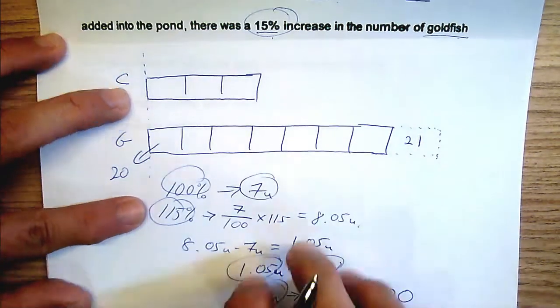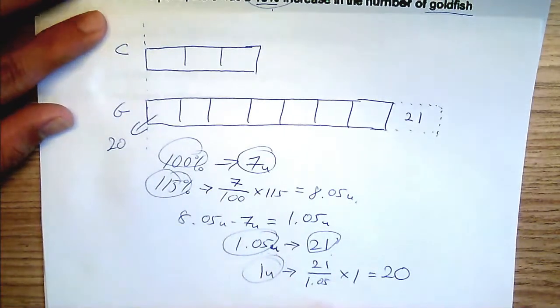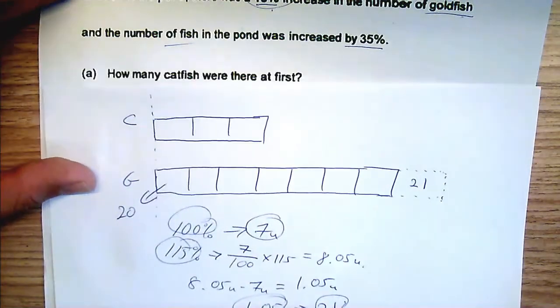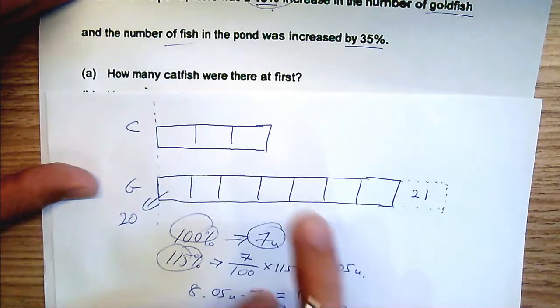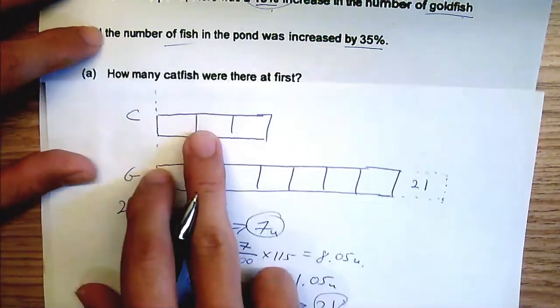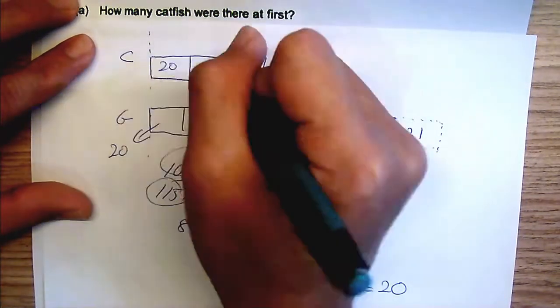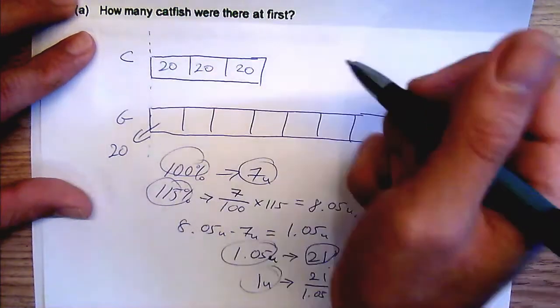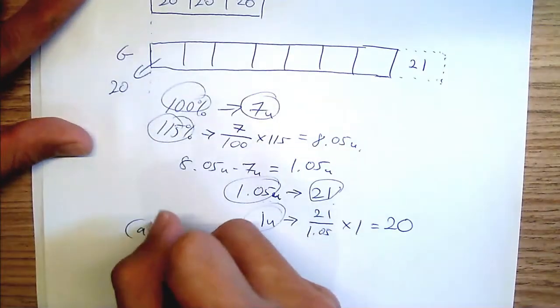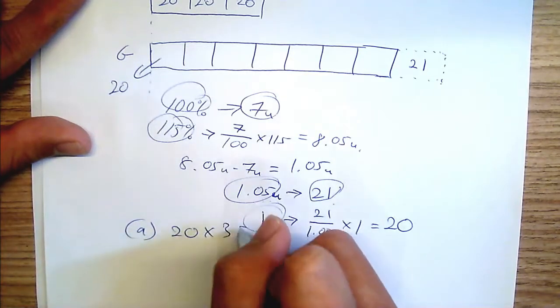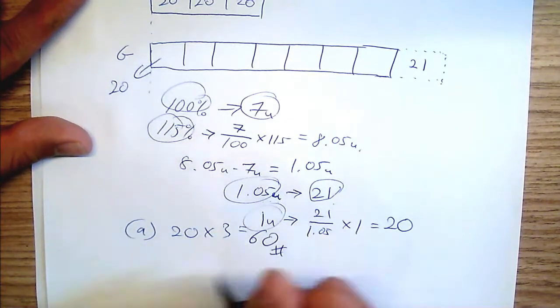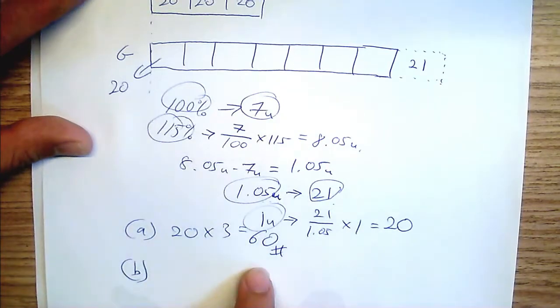Now you got everything already. With all this information, then now move on. They said how many catfish were there at first? With this information, I can actually do it. Now, each unit is 20, right? So it will be 20, 20, 20. So what's the answer? 60. So your part A will be 20 multiplied by 3, that will become 60. This is the answer for part A.